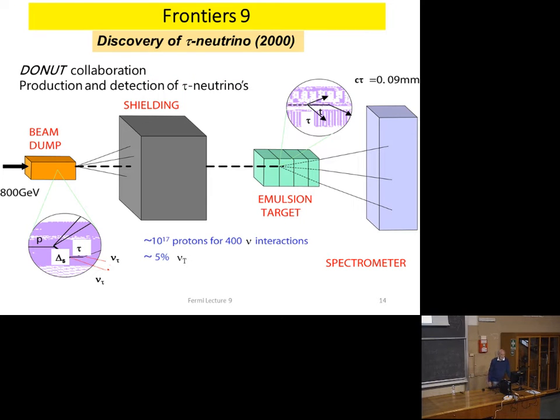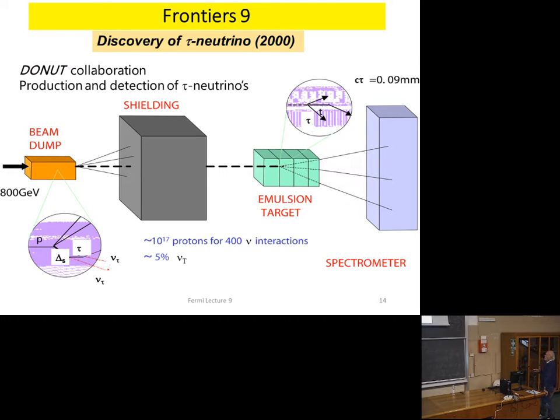This is the schematic of how the experiment was done. A proton beam is brought into a big place where the beam itself is dumped into the target. Out of that, charged particles and neutrinos are made. There's a big shielding wall so that out of 10 to the 17th protons that enter here, and 10 to the 17th is a big number, only about 400 neutrino interactions are finally studied. And out of those, only 5% of them are tau neutrinos. So the numbers are very small.